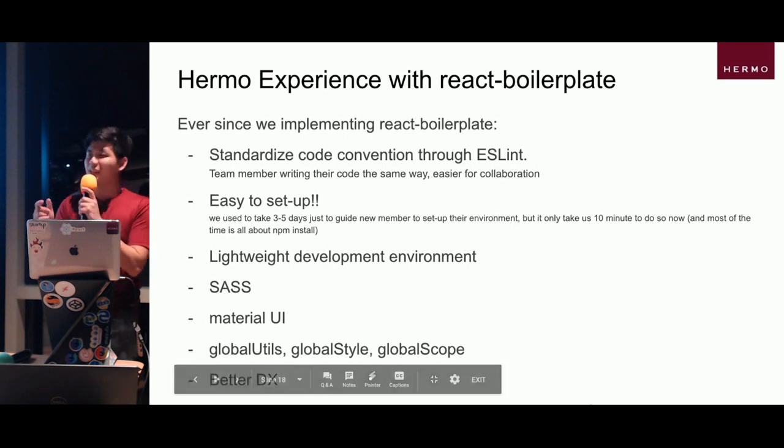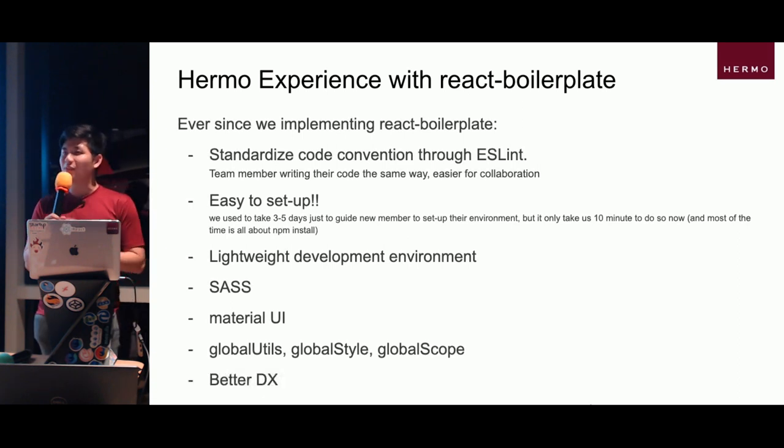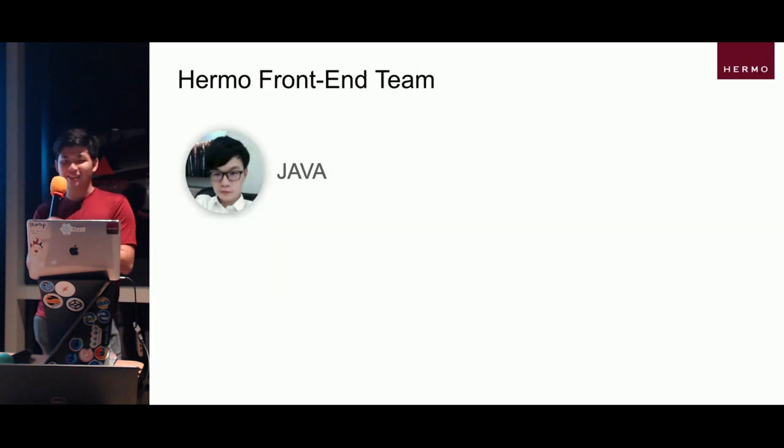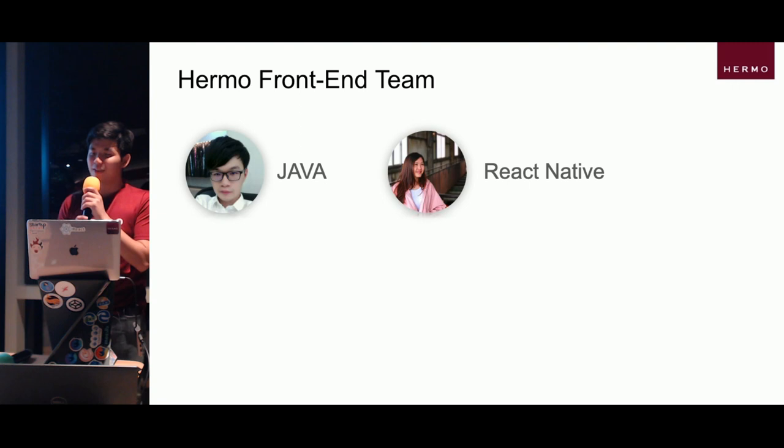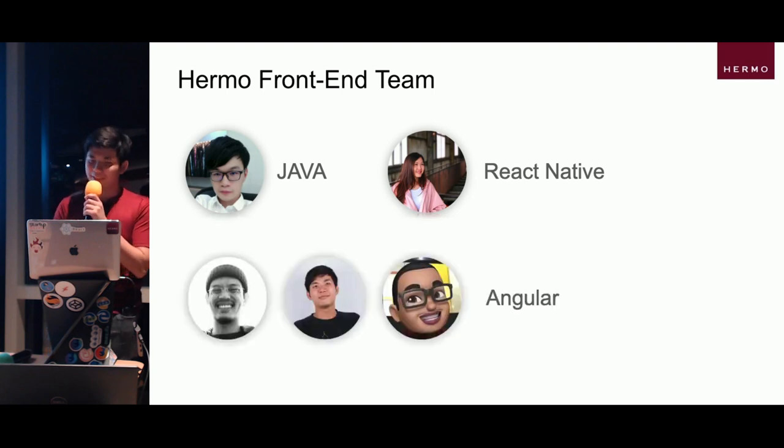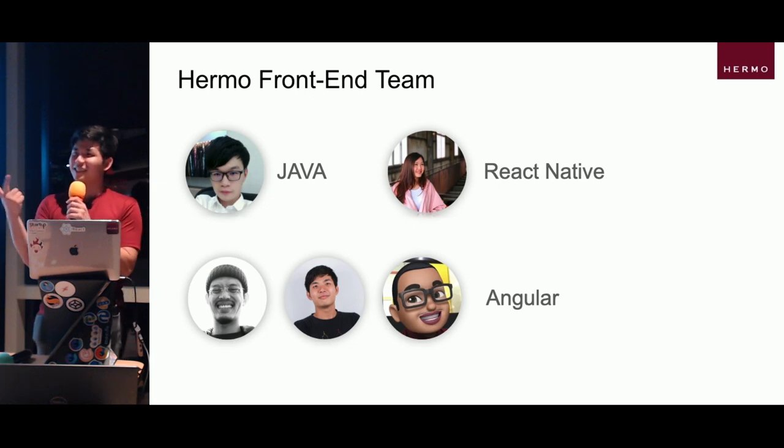And then the last one is, I will say, we have a better development experience because, okay, let me show you some demo. So, a demo again. Last time we had our Android developer working on Java, and we had our iOS developer working on the React Native version. And then we had our web developer. They were using Ruby framework plus Angular plus jQuery.